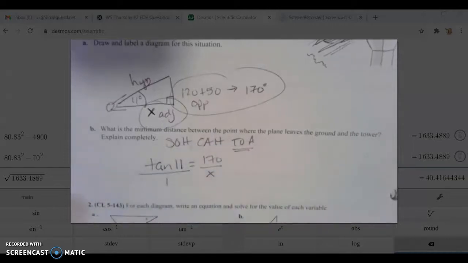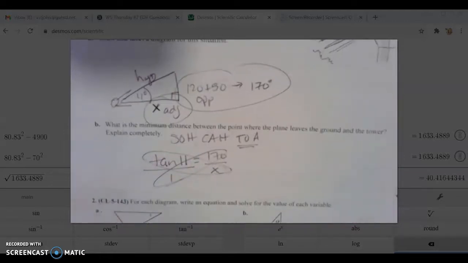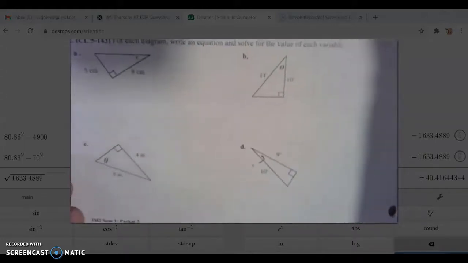Well, there's your setup. Now you're going to solve it. You're going to get your cross products and you're going to tell us what the answer is. So you're going to finish this problem and do these 4 down here at the bottom.